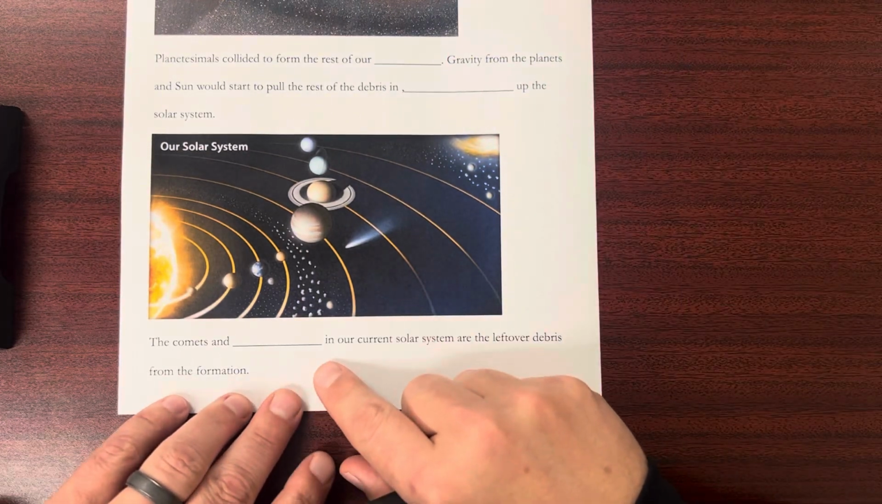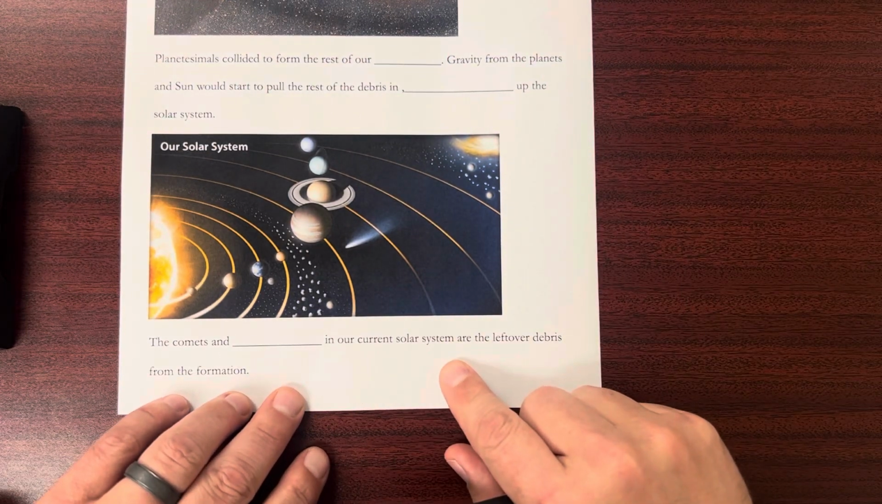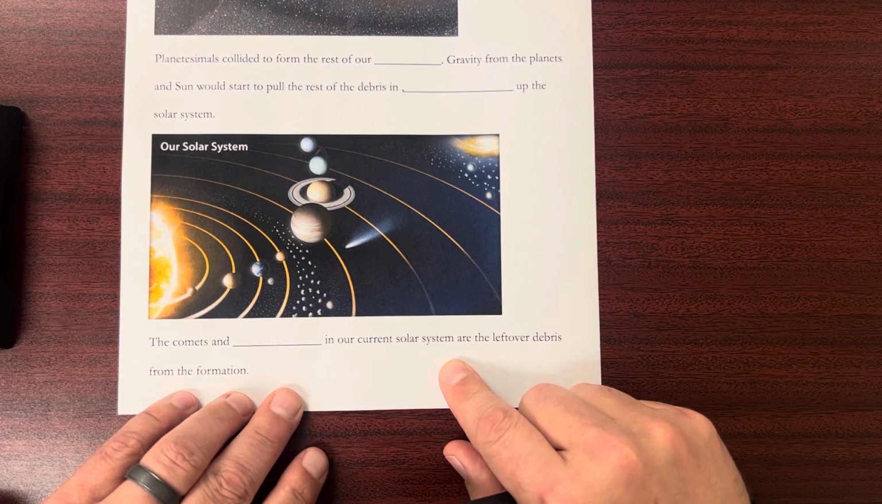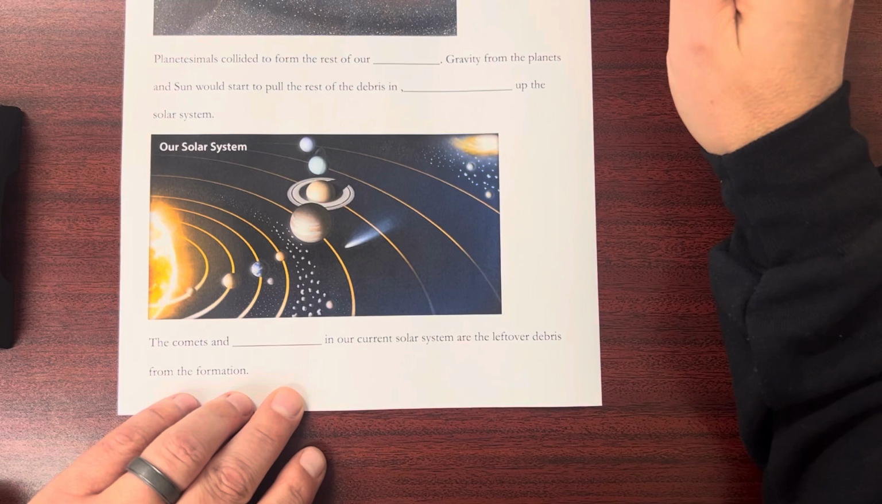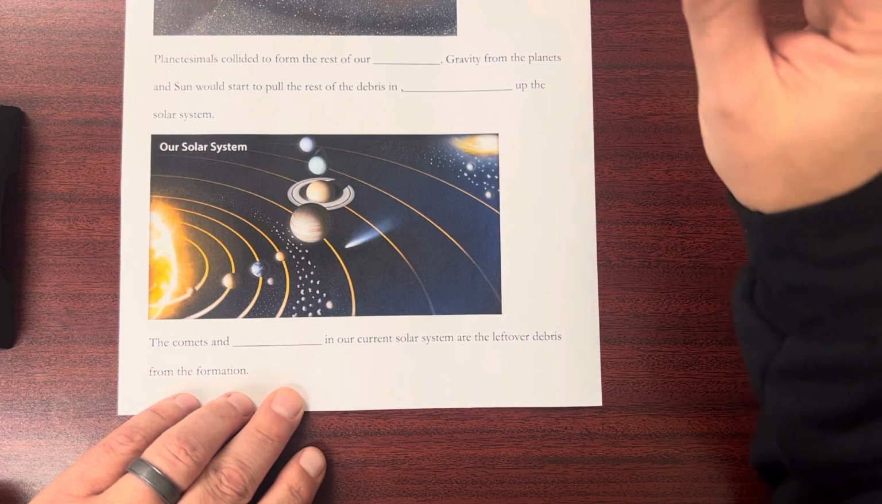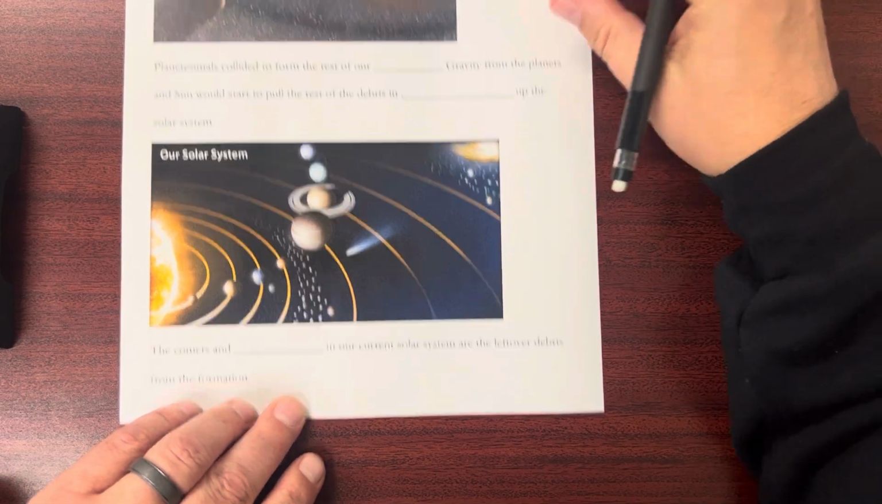The comets and asteroids in our current solar system are the leftover debris from the formation. So we can actually learn a little bit about the early conditions of the solar system by looking at comets and asteroids. All right, I hope this helps.